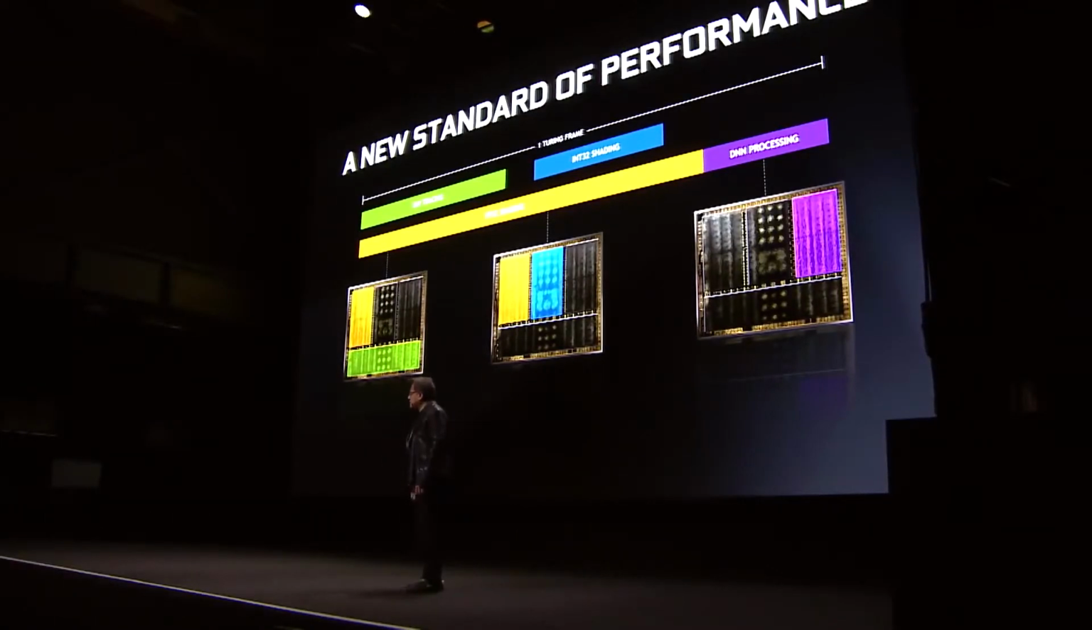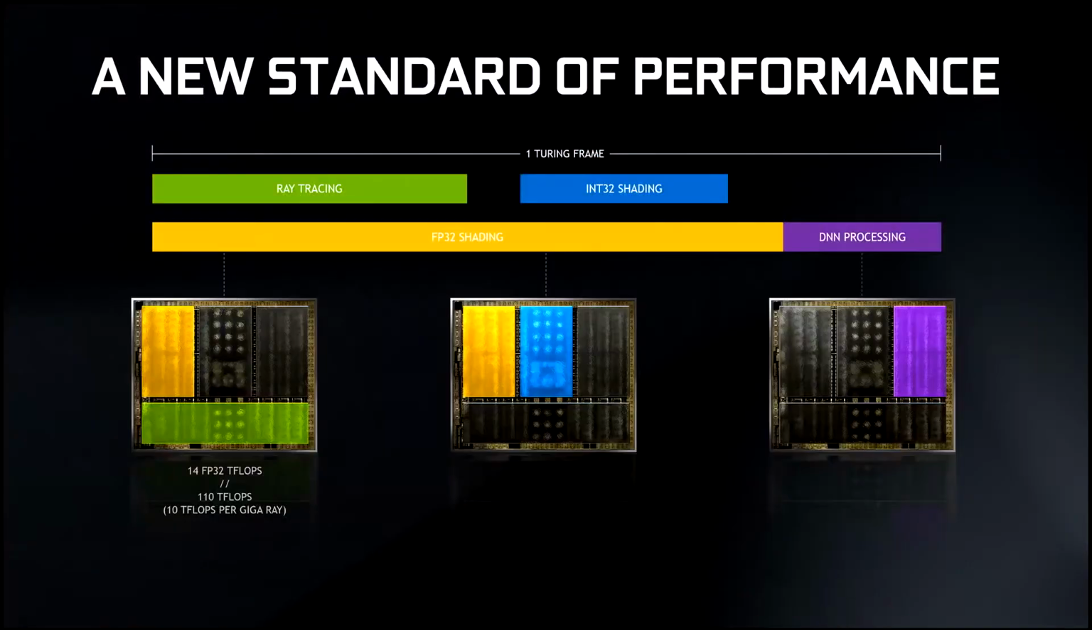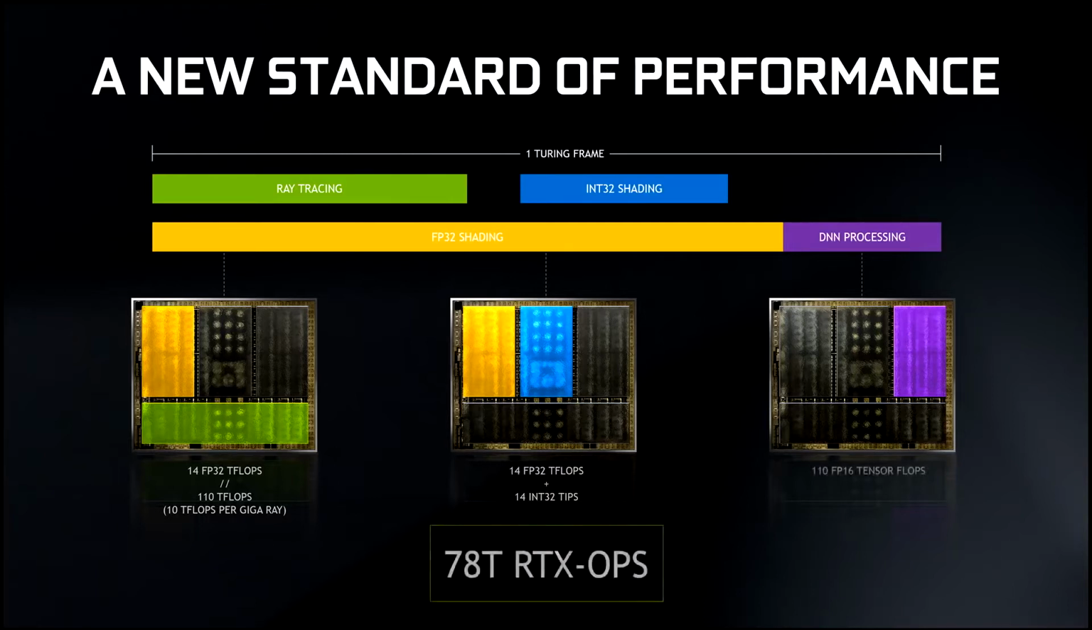And so if you just simply do the math, you have about 14 teraflops of shader math. You have 110 teraflops effectively of ray tracing, 14 plus 14 independent teraflops and TIPS. And then lastly, 110 FP16 tensor core processing floating point operations per second.